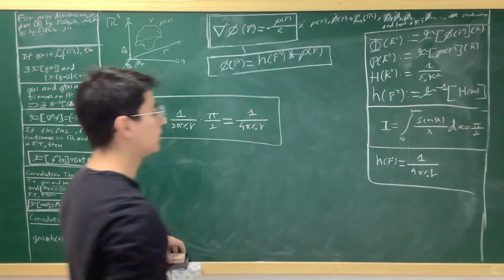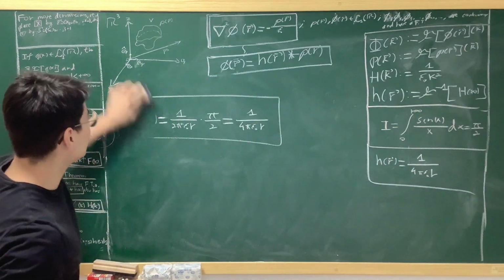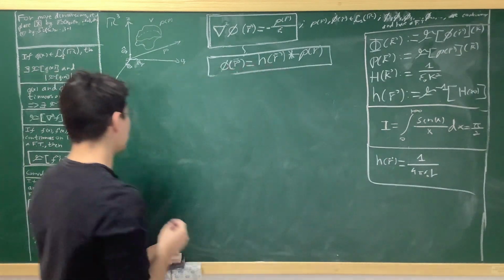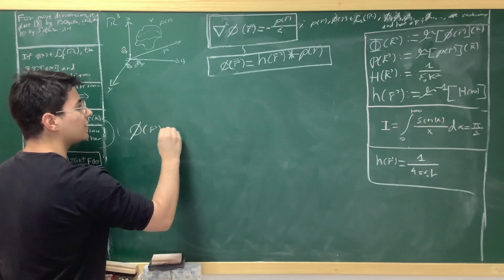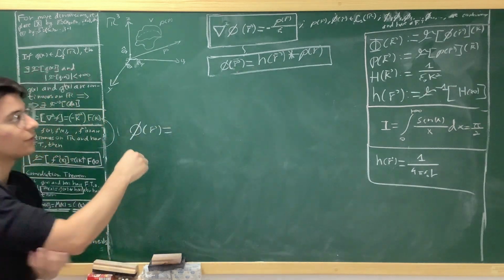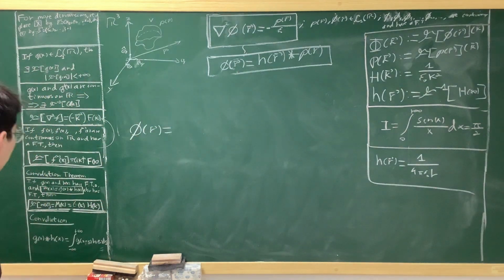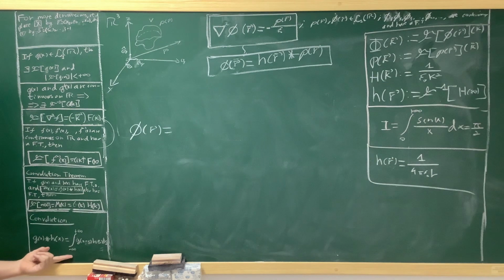What we have is that the potential is nothing but phi of r. Well, it's just a convolution between h and rho. And what is a convolution? As I said, a convolution is just the integral from minus infinity to positive infinity.